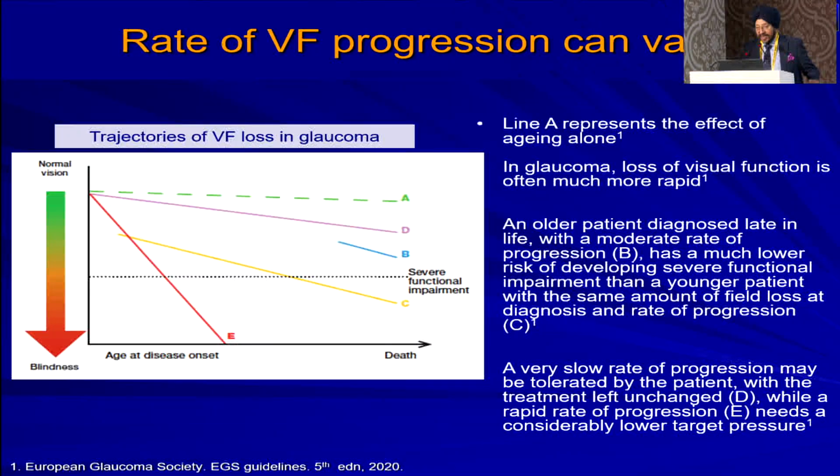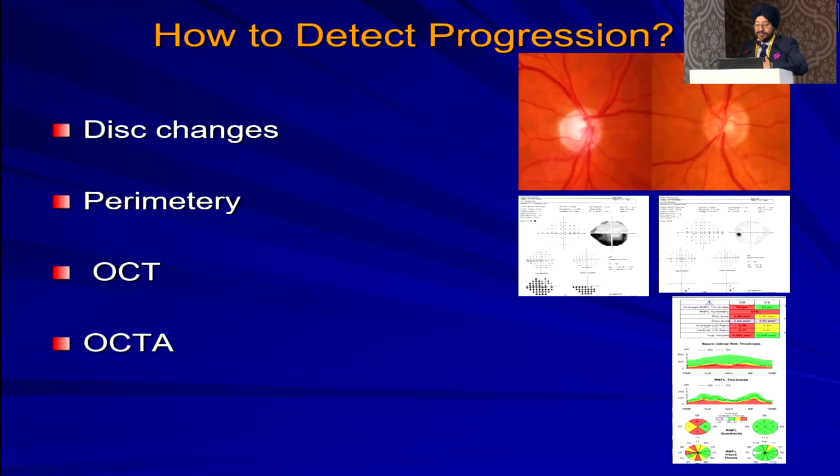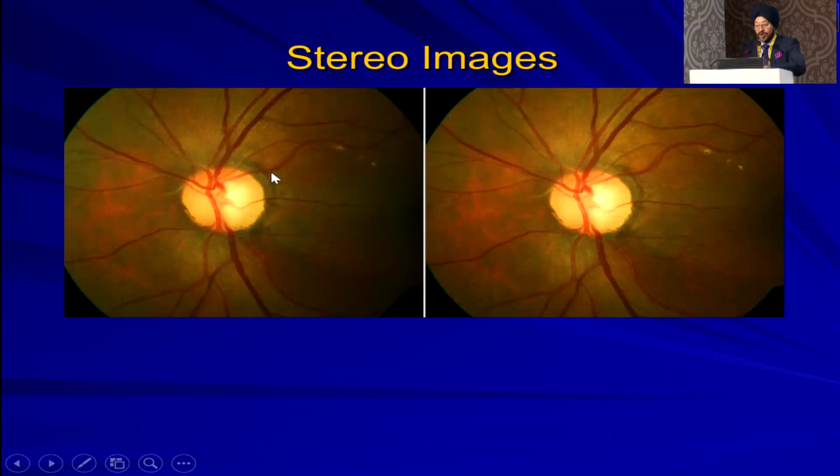And the idea of treating a case is like this: this is a normal progression of the RGCs, we keep losing them throughout our life. But this is a person who has glaucoma, but he is probably going to have good vision till his lifetime. But this patient is going downhill. So he is really going to go blind unless you intervene in a timely manner. So these are the various methods of detecting progression: disc changes, perimetry, OCT, and OCTA.